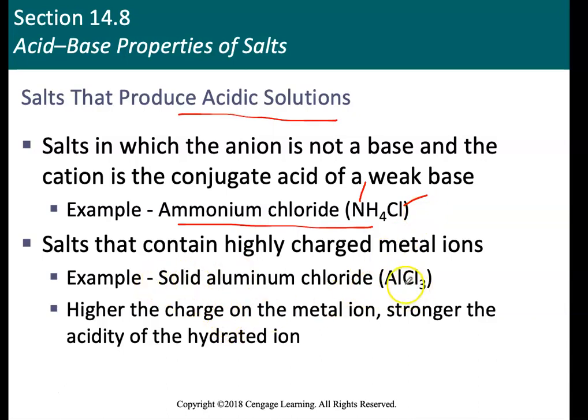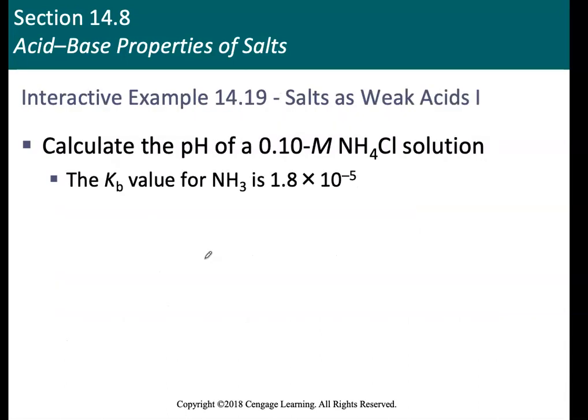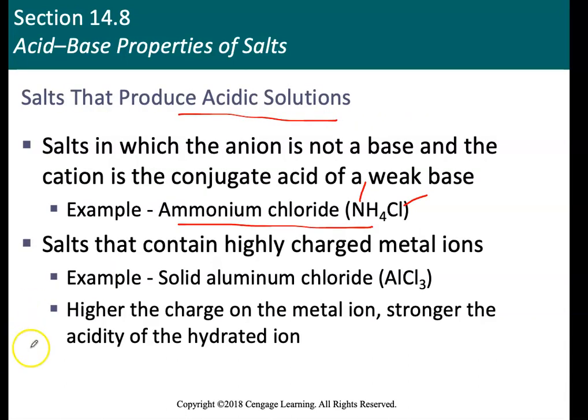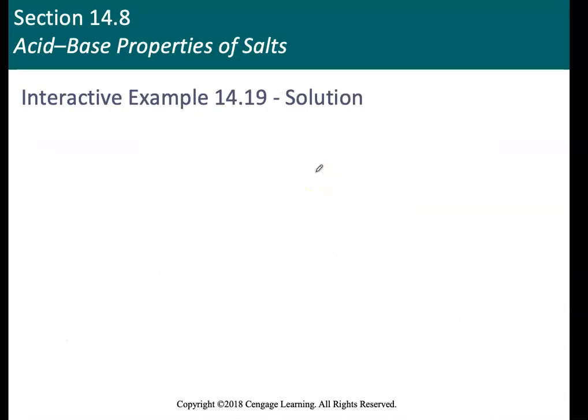And we'll look at this other example later on, and that is aluminum chloride. So aluminum chloride, again, you can look at that in terms of coming from a weak base and a strong acid. One other point for the metal ion is that the higher the charge on the metal, the stronger the acidity of the hydrated ion. We will look at that.